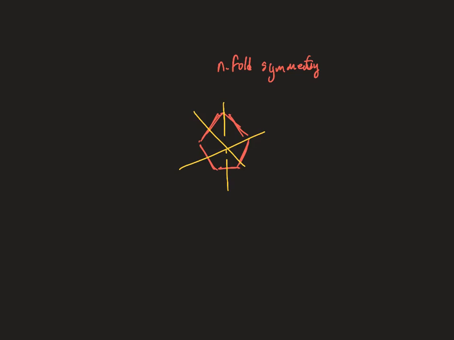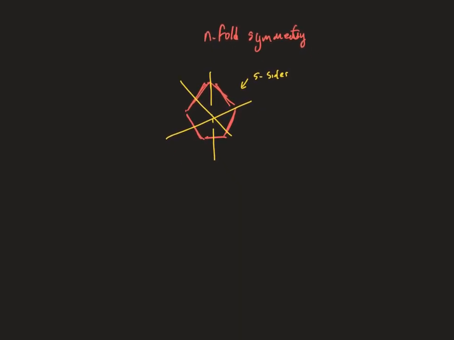And regular polygons with n equal sides have order n rotational symmetry. So here we have 5 sides, so we should have order 5 rotational symmetry. As it rotates around its center, you would find that it maps back to itself 5 times within a 360 degree rotation.